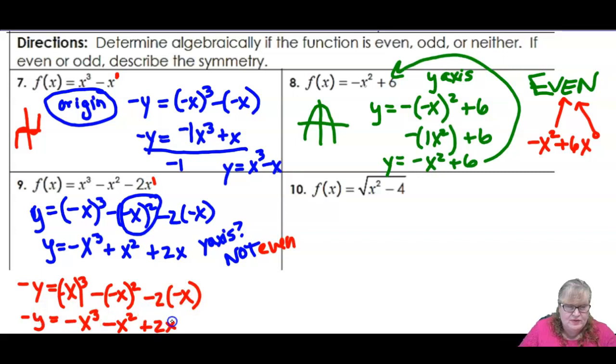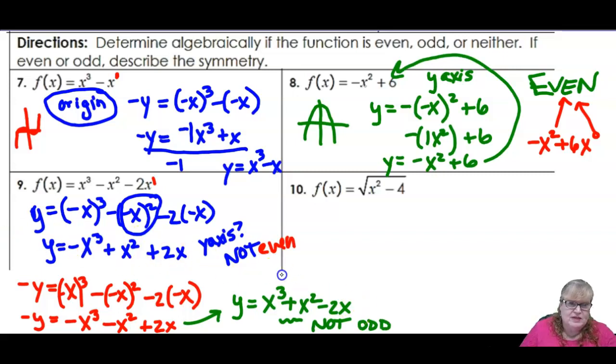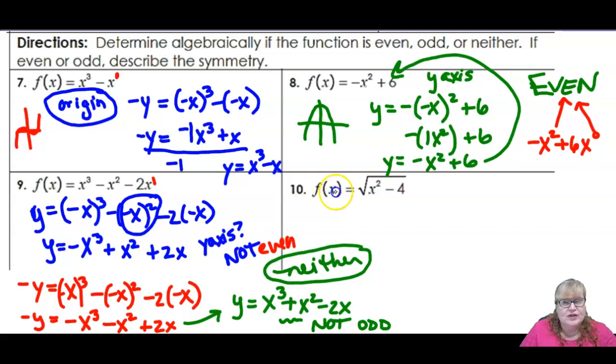Now we have to divide through by -1 everywhere to get the y. Okay, multiply or divide everything by -1, and we get y equals a +x cubed, a +x squared, and a -2x. Is that equal to what we started with? Nope, because of that sign right here. So it's not odd either. So this one turned out to be neither. And that leaves this guy over here.